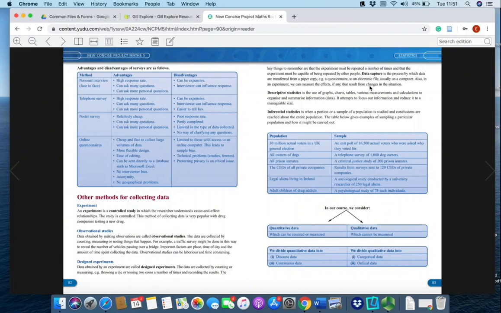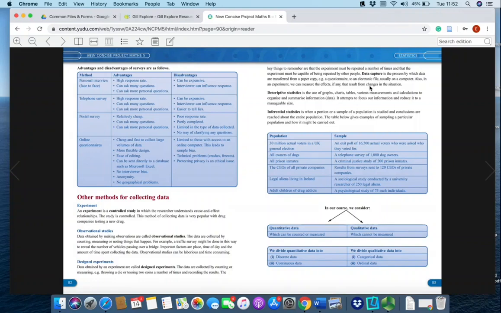So I mentioned when I was drawing the data handling cycle, primary data and secondary data. Very important that you know the difference between them. It may come in this book yet, it probably will, but just in case it doesn't, I'm going to talk about it now.